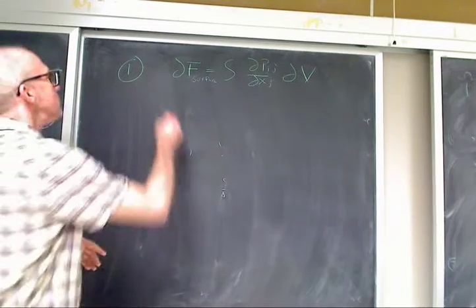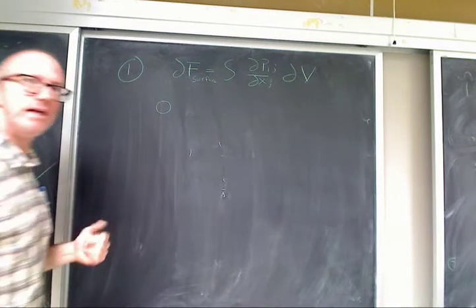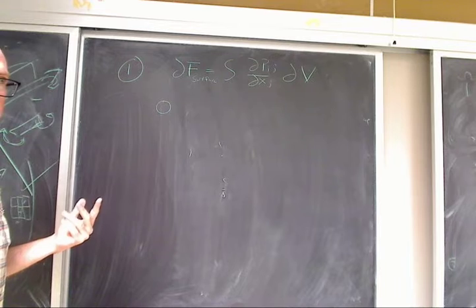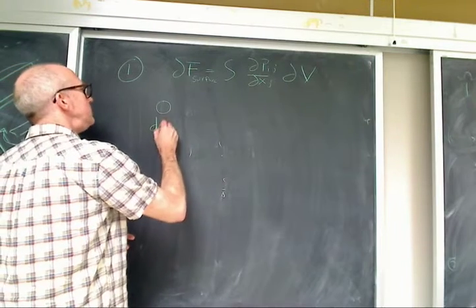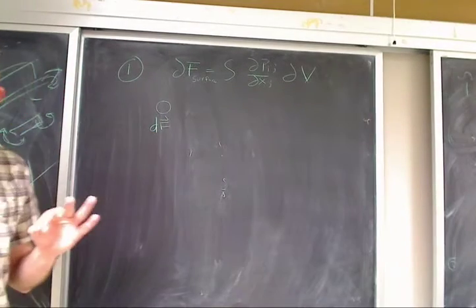So the context for this, we had a little element of fluid, and we want to know what the forces on it are. So we start off by asking dF. This little d means a tiny little quantity.